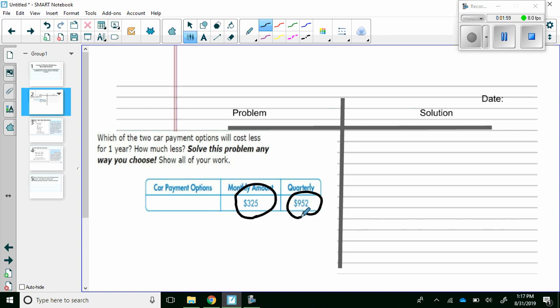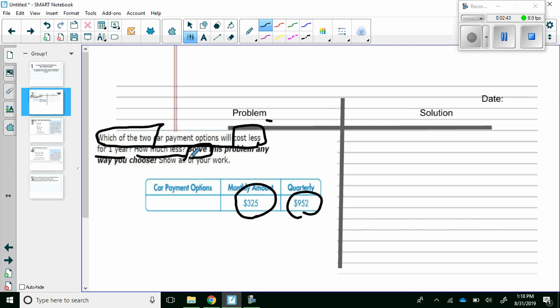Underline the question. So, the first one is, which of the two car payment options will cost less for over a year? Now there's a second question. How much less? So I know now that this is going to be a two-step problem. Next, we need to box the keywords. It says, which of the two, so I know that I need to solve for both of those answers, cost less, so I can figure out and compare which one would be better. And then just to solve.